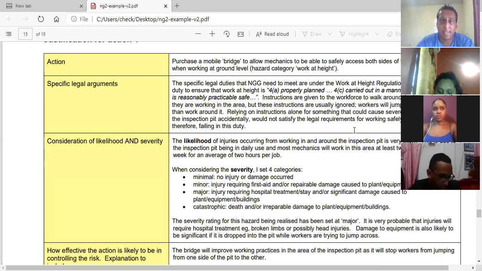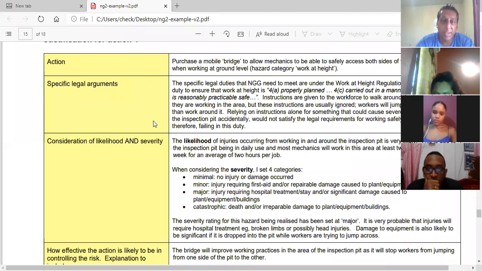You're just going to copy and paste the action that you chose and the hazard that you chose it from, right? So you have to say it back in the same words. If you had it on the table, like purchase a mobile bridge to allow mechanics to be able to safely access both sides of the inspection pit when working at ground level, right? Hazard category: work at height. So there's nothing wrong with following all this.